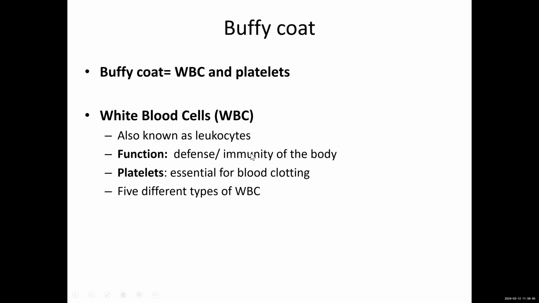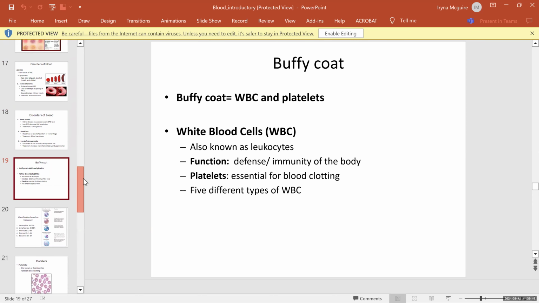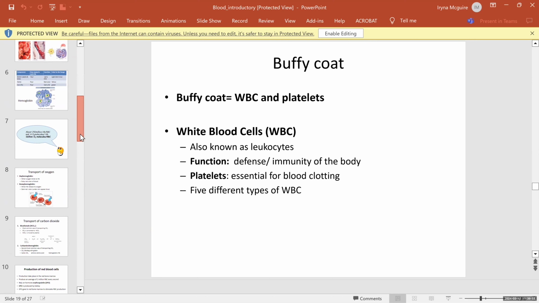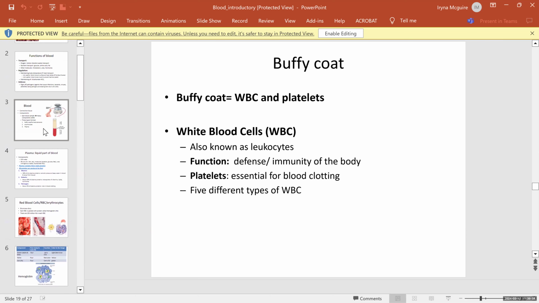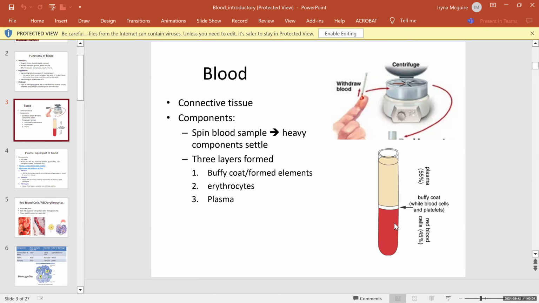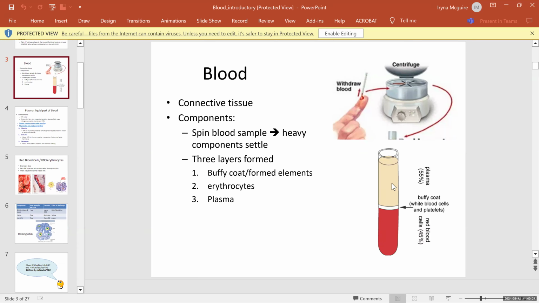Now, buffy coat. Let's go back for a second because I want to show you what we are talking about here. If we centrifuge blood, right here, whole blood is made of red blood cells, buffy coat, and plasma. That's why we talked about plasma first. Remember, plasma is mostly water, then it has iron, urea, bicarbonate, proteins, glucose, fat. So here are our 3 proteins of plasma. So we talked about this part, plasma.